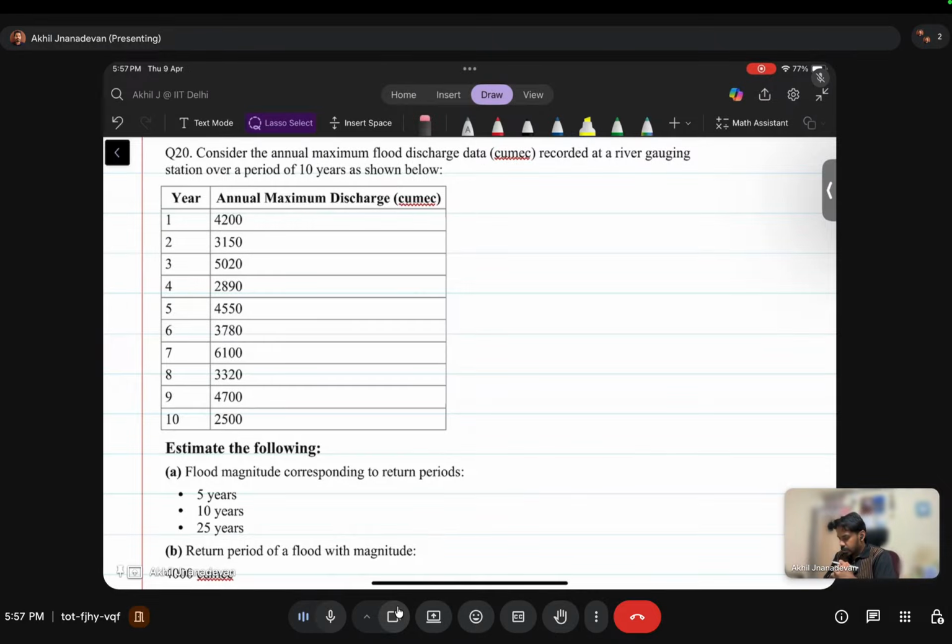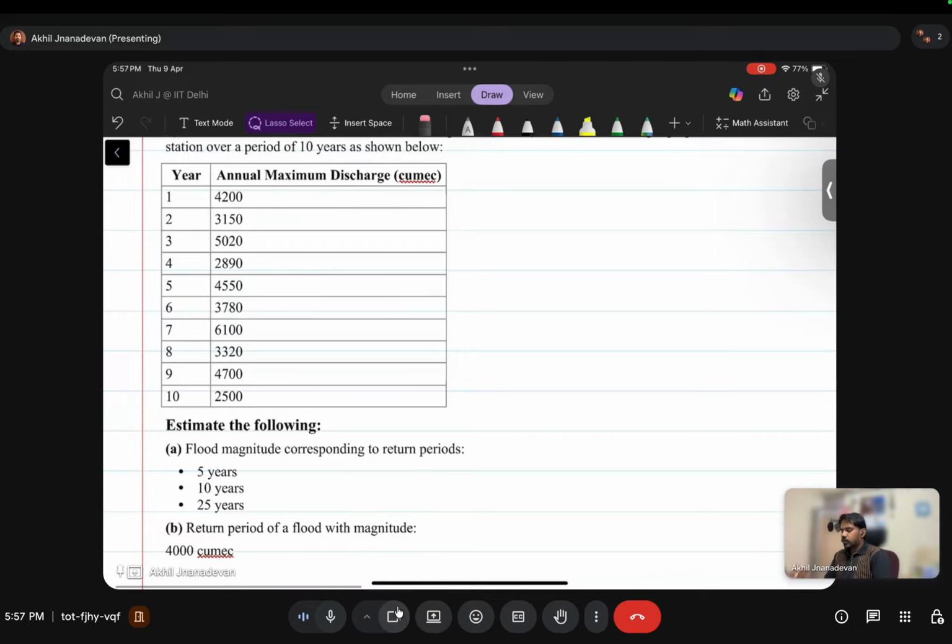Then with this data, we need to find the flood magnitude corresponding to a 5-year return period, 10-year return period, and 25-year return period. And also we have to find the return period corresponding to 4000 QMX. So how can we do it if we are given the data? One way is to find the mean and variance, and fit it to a Gumbel distribution or something.